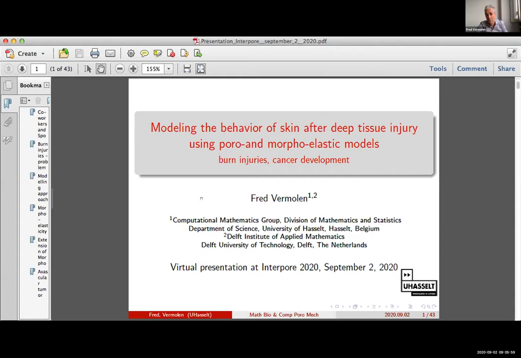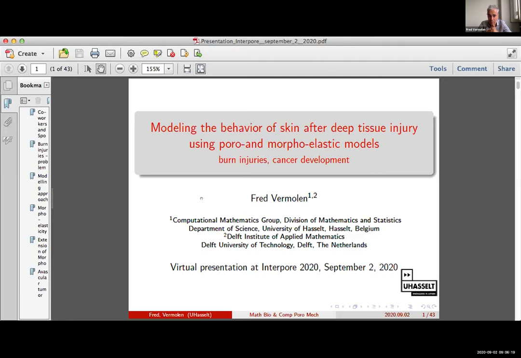This will lead to aesthetic problems. Of course, if you have a scar like this on your chest, it's not as bad as if you would have a scar like this on your face. And I've met people who have this type of scars also on their faces, which is really terrible.